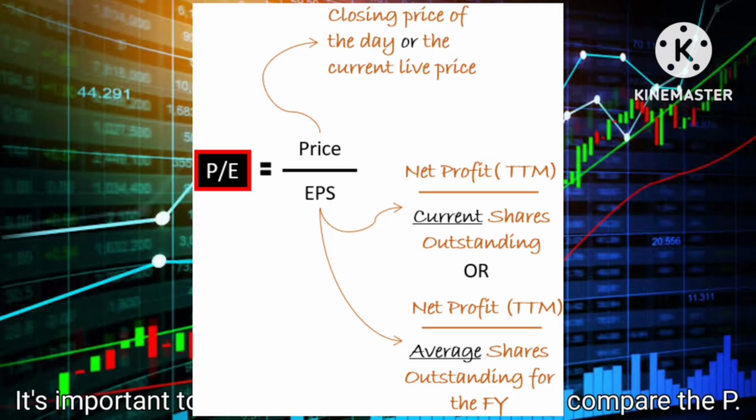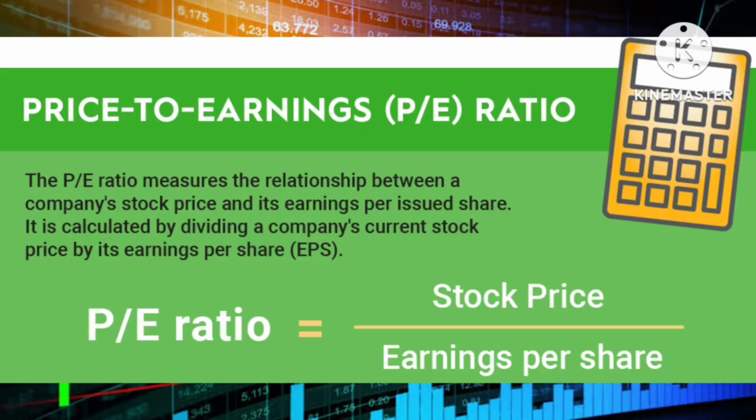It's important to underline that you should only compare the P/E ratios of companies within the same industry and market. Different sectors have varying growth rates and market conditions, which will influence their P/E ratios. For example, technology companies often have higher P/E ratios because of their rapid growth potential. Prices might be higher now, even as earnings are low, because investors expect earnings to increase significantly over time.